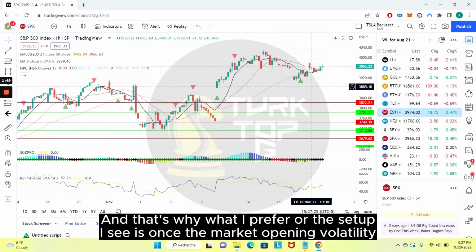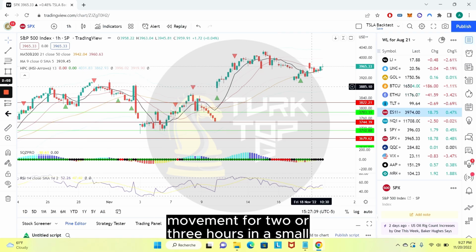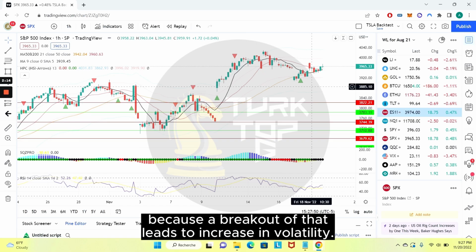And that's why what I prefer, or the setup I see, is once the market opening volatility is done, after one or 2 hours, what you see is some form of intraday consolidation. What this intraday consolidation is, is sideways movement for 2 or 3 hours in a small range. And a breakout of that is amazing for SPX scalps because a breakout of that leads to increase in volatility.